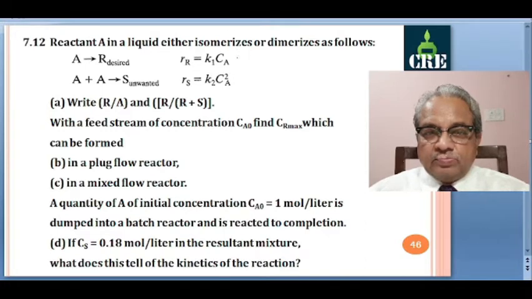The rate laws are given. Rate of formation of R is K1 Ca, rate of formation of S is K2 Ca square. So reactions are first order and second order. We have to solve this problem in 4 parts: A, B, C, D.